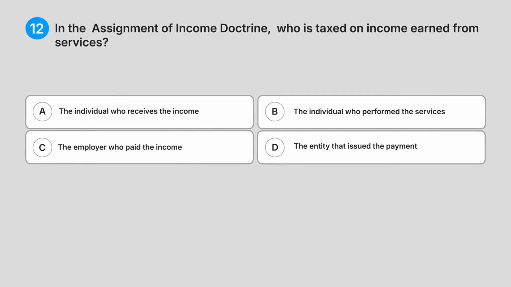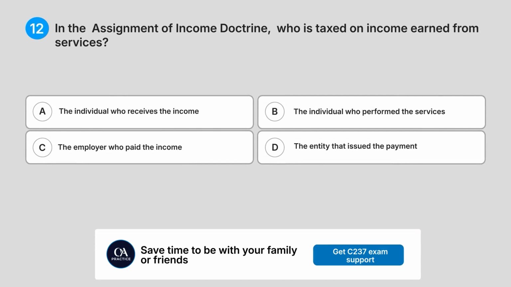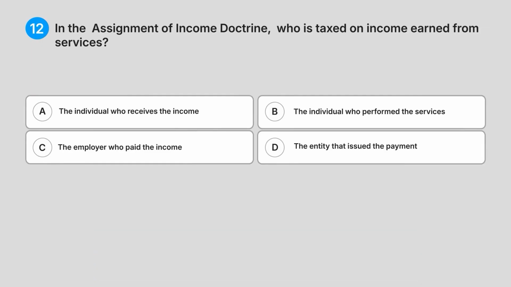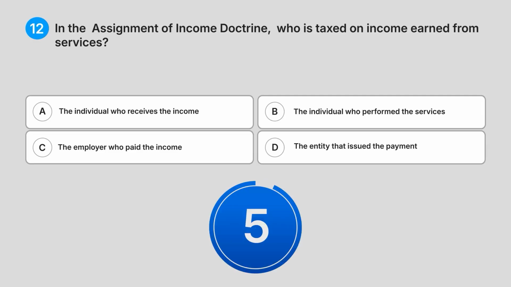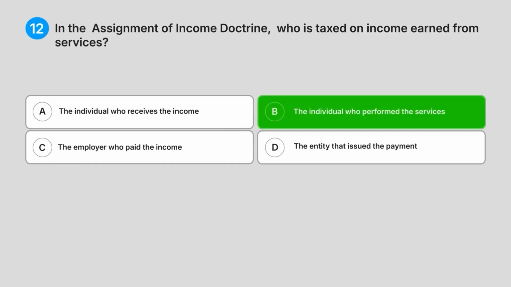12. In the assignment of income doctrine, who is taxed on income earned from services? A. The individual who receives the income. B. The individual who performed the services. C. The employer who paid the income. D. The entity that issued the payment. Can you guess the answer? Correct answer: B. The individual who performed the services.